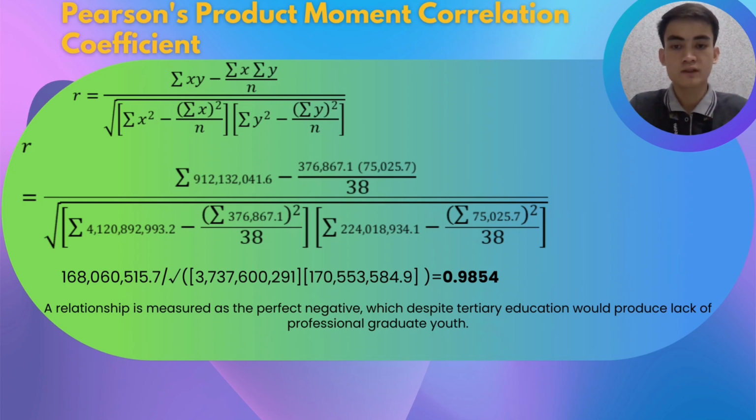0.9854. Our relationship is measured as perfect negative, which is below negative 1. This represents that tertiary education was not producing high professional graduates in that year.